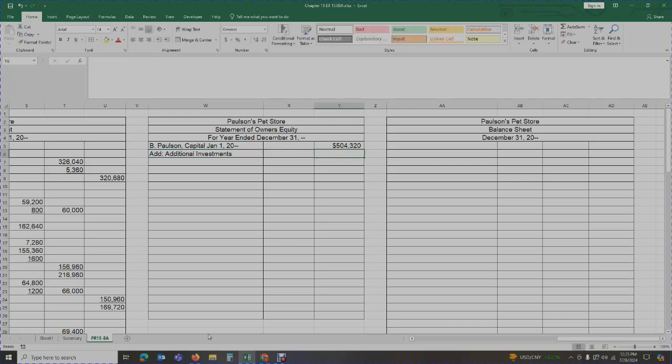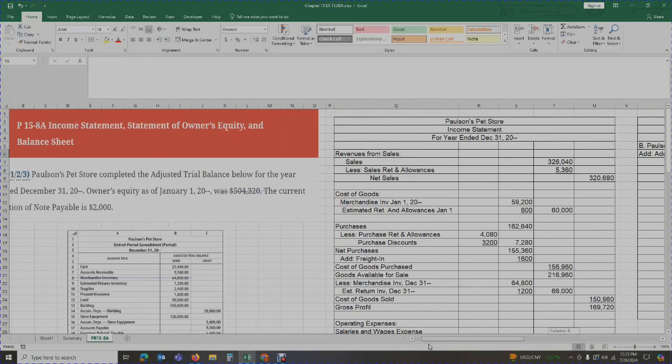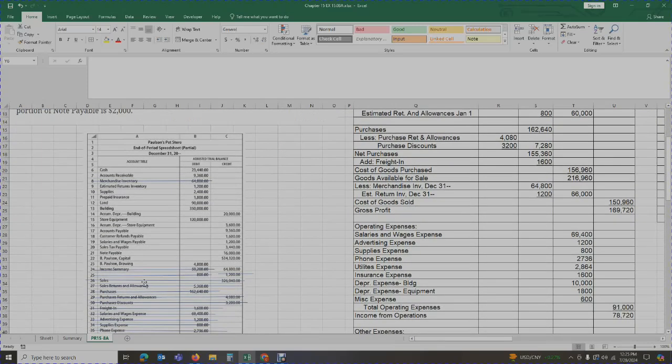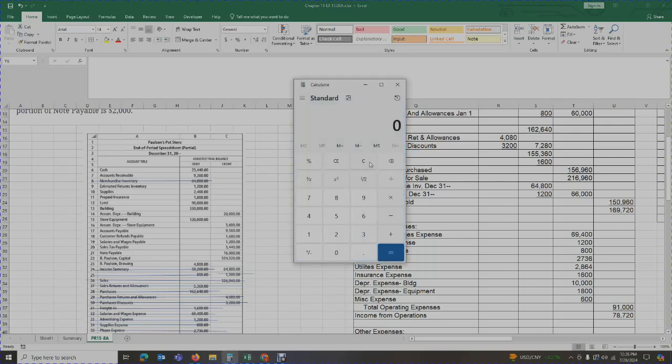Well, how are we going to calculate that? Okay, so let's look at the data. Our beginning capital, owner's equity, was $504,320. Now if we look at the information and at line number 22, our capital as of the end of the year, we have $534,320. So let's do some math here.